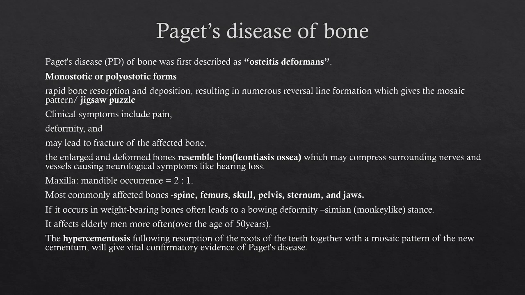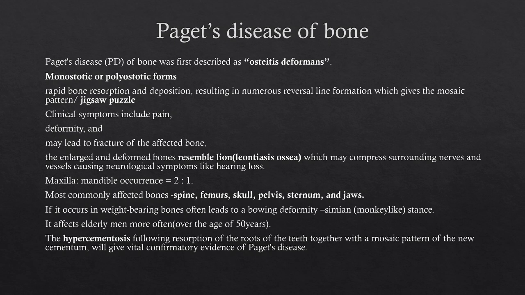The maxilla-mandible ratio is 2:1. It affects the maxilla more than the mandible, and most commonly affects bones such as the spine, femur, skull, pelvis, sternum, and the jaws. This is in the order of its occurrence. So the jaws are affected later, mostly after all of these are affected. So if you find a lesion in the jaws, you might go looking for any other areas where this disease has been affected.